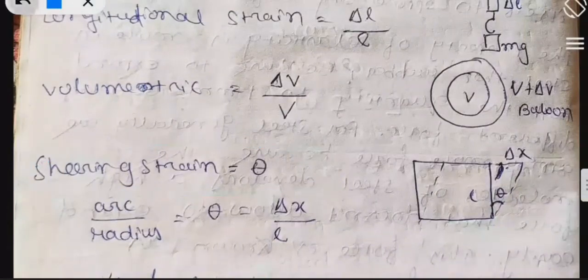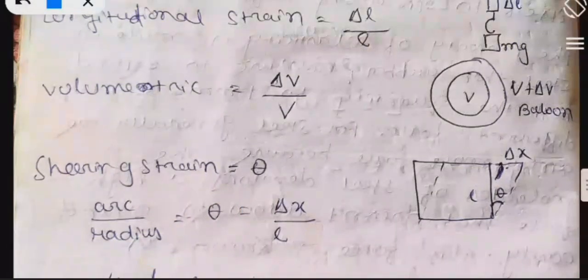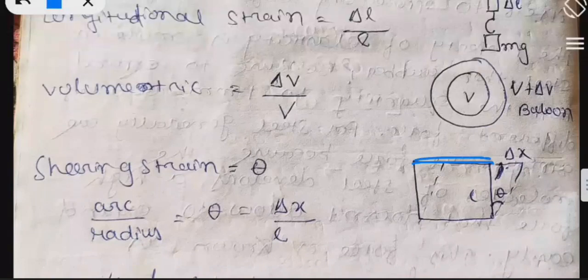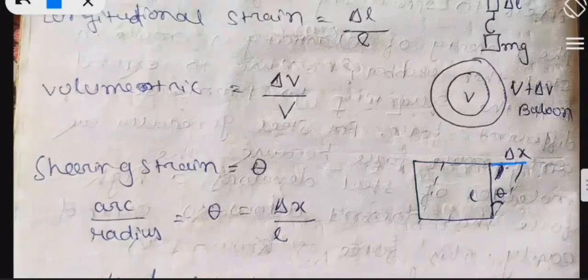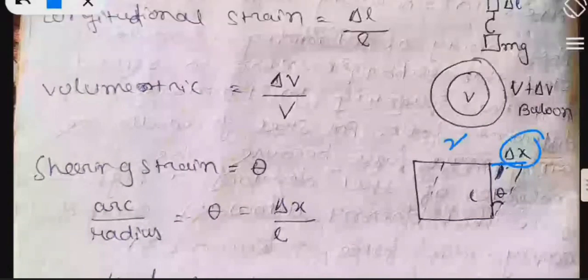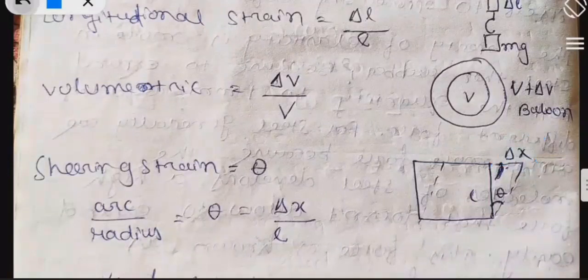So theta, you know it very well. What is the formula for theta? Arc upon radius. Previously the arc, or the box, this one is delta x. After expanding in this direction, a change in length is produced, that is delta x here. So previously it was x, like this to this, and due to applying the force, it has expanded up to delta x.